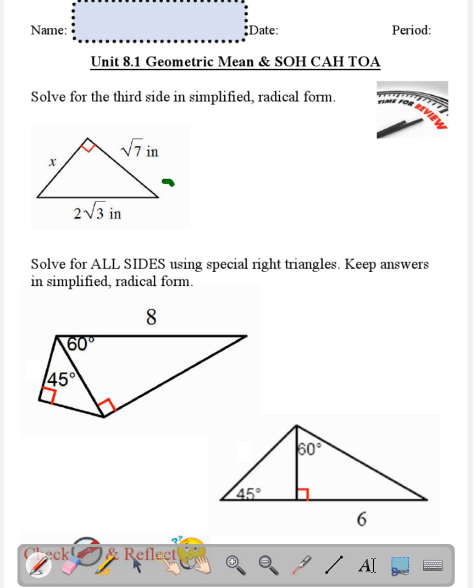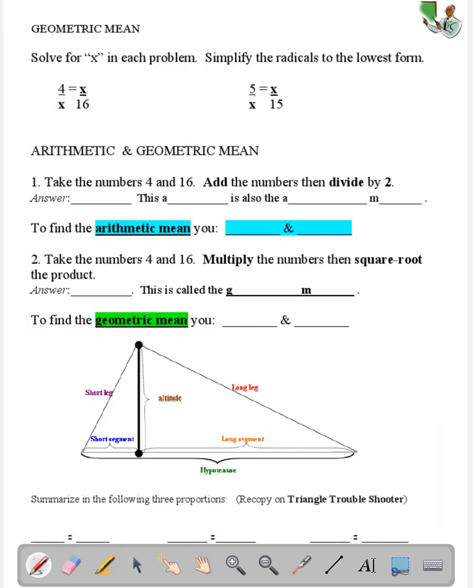Students, this is Lesson 8.1, Geometric Mean and SOHCAHTOA. This page is review. Taking a look here, we're going to do solving for x.